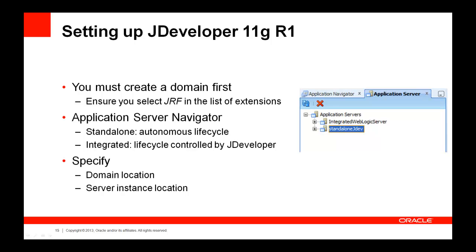There are two types of connections available. First is standalone, where you manage the lifecycle for the instance through command line scripts. The other option is integrated. In that case, the lifecycle is controlled by JDeveloper. That means that the standalone instance will behave exactly as the embedded WebLogic server that ships with JDeveloper. When you create the connection, you will have to specify the locations on the file system for the domain and the server instance.